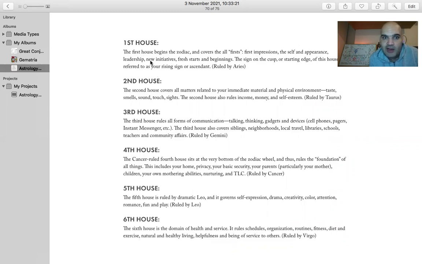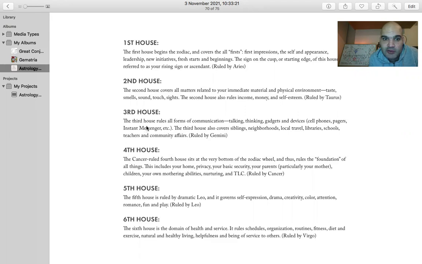The first house begins the zodiac and covers all the first impressions and self-appearance, leadership, new initiatives, fresh starts and beginnings. The sign on the cusp or starting edge of this house is referred to as your rising sign or ascendant, ruled by Aries. The second house covers all matters related to your immediate material and physical environment: taste, smells, sound, touch, sights. The second house also rules income, money, and self-esteem, ruled by Taurus.